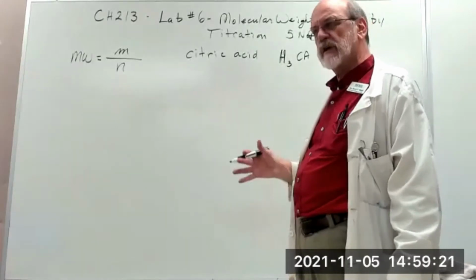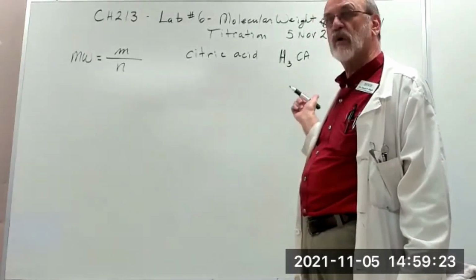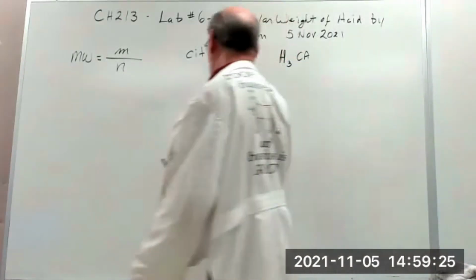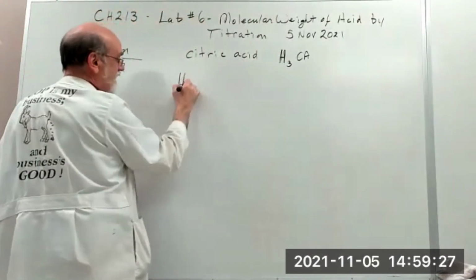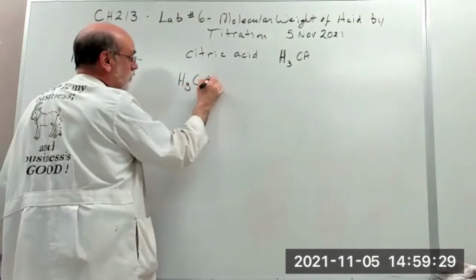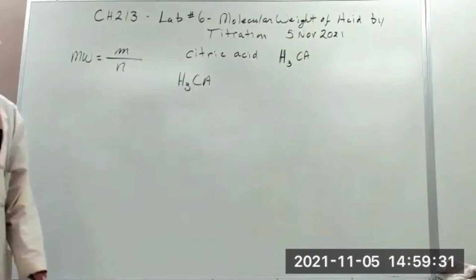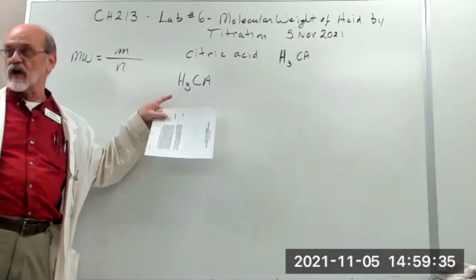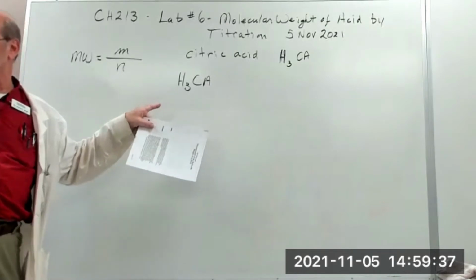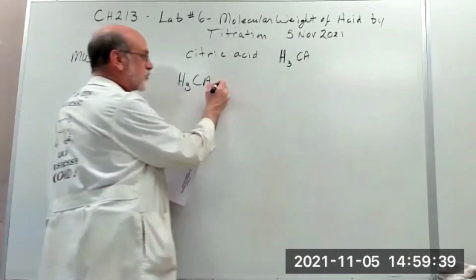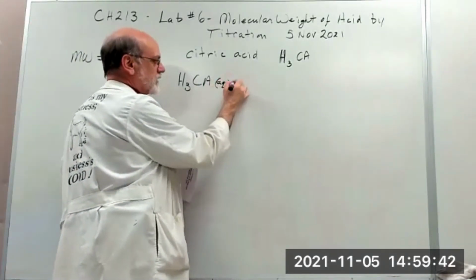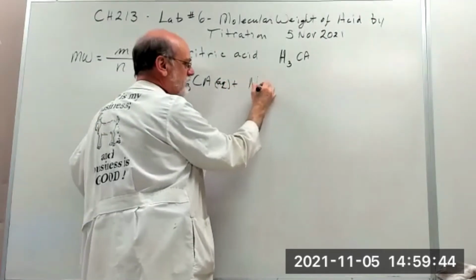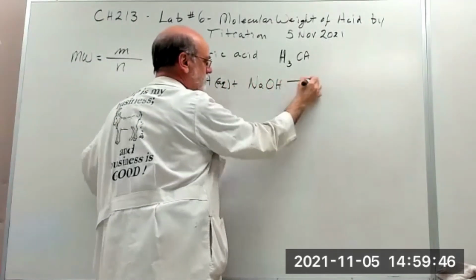You have to know the stoichiometry before we can determine the number of moles. This acid is a water-soluble solid, so you weigh a certain mass and you dissolve it in water. Then you do the reaction. So we're going to put this in an aqueous solution, and then we're going to titrate it with sodium hydroxide.